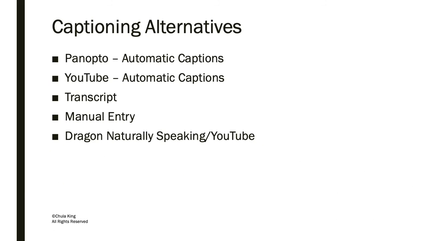Now that you have the MP4 of the narrated PowerPoint, the next step, if desired, is creating a caption file to add to the video. I'm going to go through 5 different ways to do this. Automatic captions in Panopto, automatic captions in YouTube, using a prepared transcript, manual entry, and a combination of Dragon Naturally Speaking and YouTube.